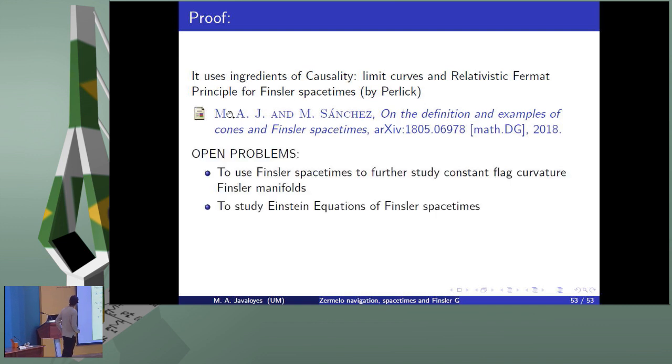Just as open problems, we can study manifolds with constant flag curvature in Finsler geometry, which is a very interesting topic, and also study the Einstein equations for Finsler spacetimes and their solutions.